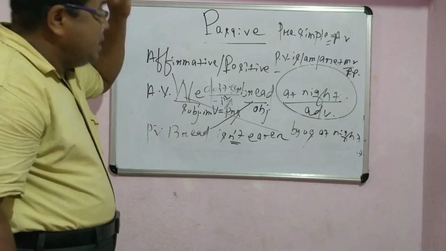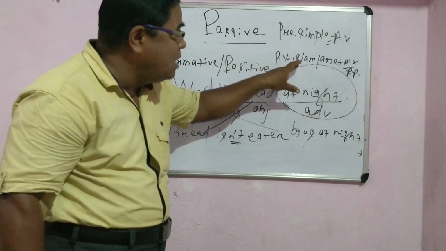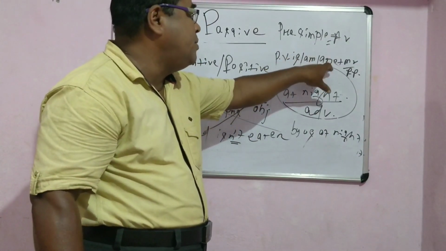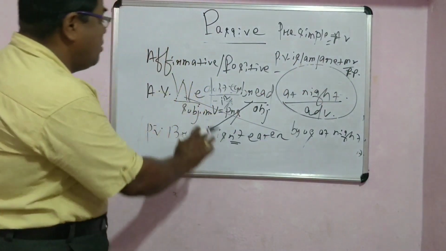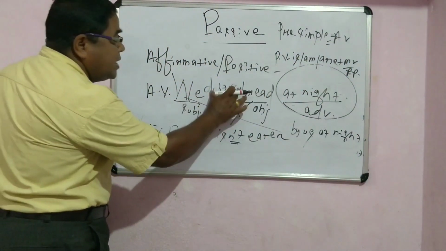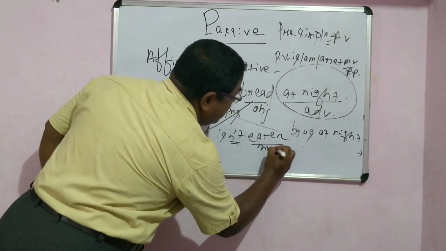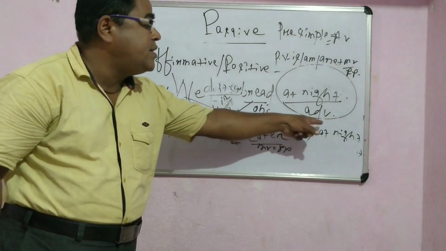Always remember, if the active has a present simple, you have to take the help of be verbs. These are the present be verbs: is, am, are. Then the main verb becomes your past participle. So now our negative is already over. Do not eat is changed into is not eaten. Here eaten is the main verb which is equal to PP. That means the passive is bread is not eaten by us at night.